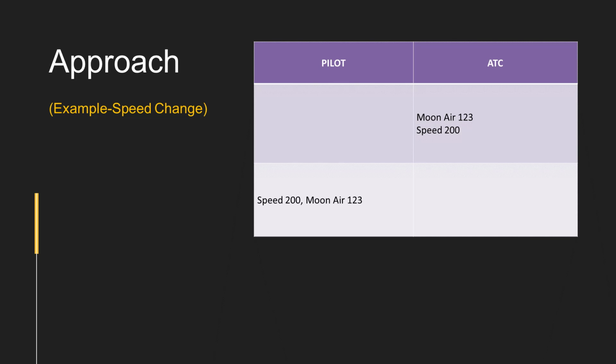Now we have made our initial contact and assume that ATC wants to change our speed. Munir 123, speed 200. Speed 200, Munir 123.